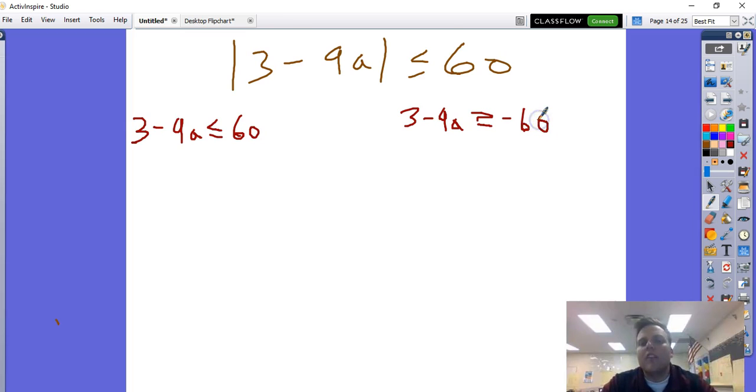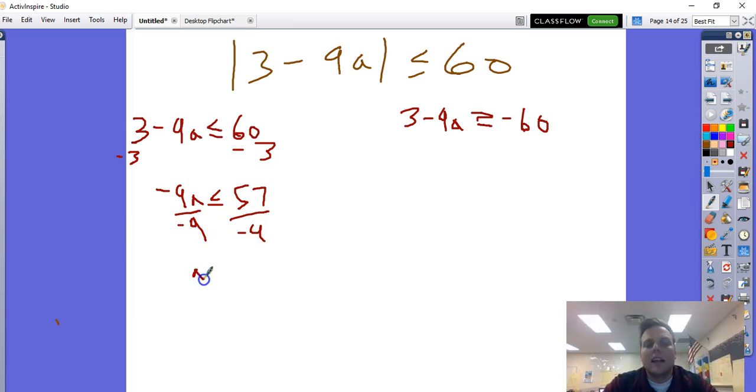So now on both of these, I can solve for a. I start off by subtracting 3. So I get negative 9a is less than or equal to 57. To finish off for a, I need to divide both sides by negative 9. I'm dividing by a negative. What has happened to the inequality sign? That's right, it has to flip. So I flip the inequality sign, and this reduces down to a is greater than or equal to negative 19 over 3.